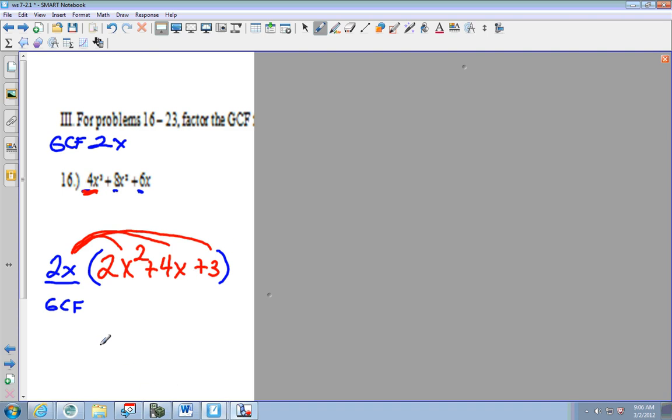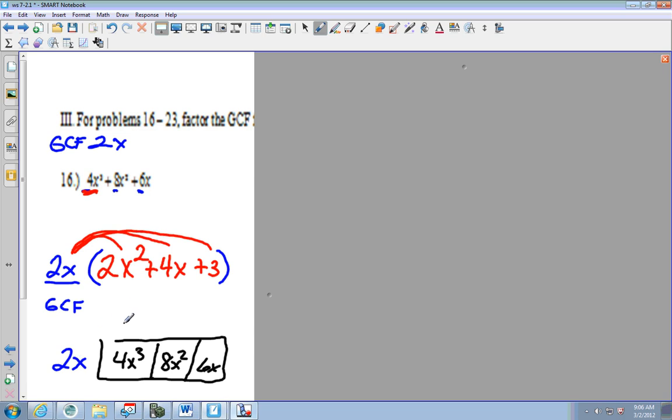Let me show you something. Using the box method, you can do this by doing this. You put in there 4x to the third, 8x squared, and 6x. Put the GCF out here, and then you take this times what gives you this. This times what gives you this. Okay? And then the same thing we did, product inside, factors outside.